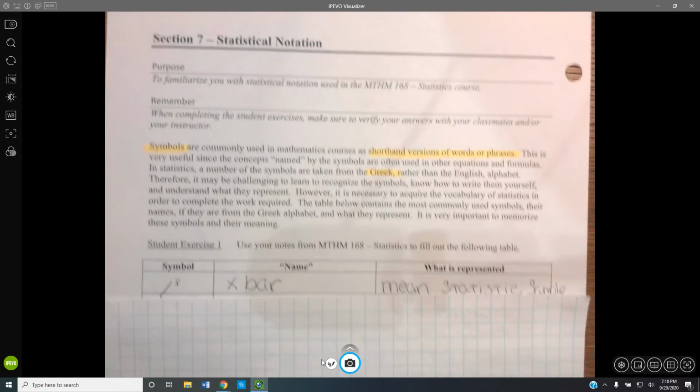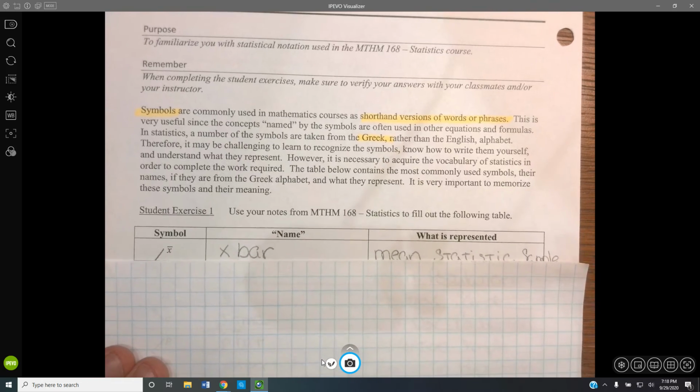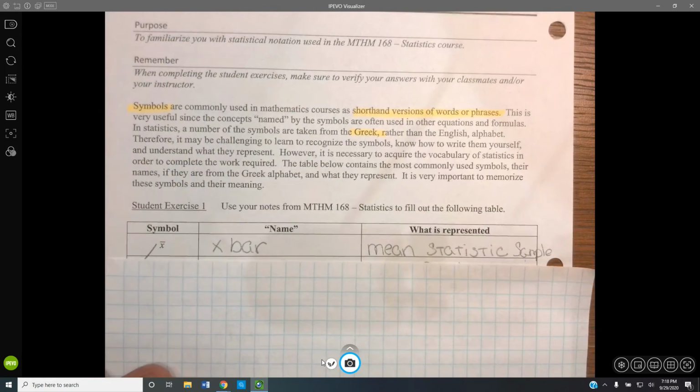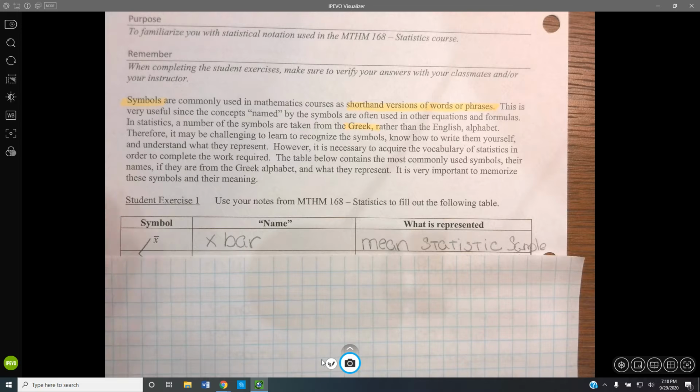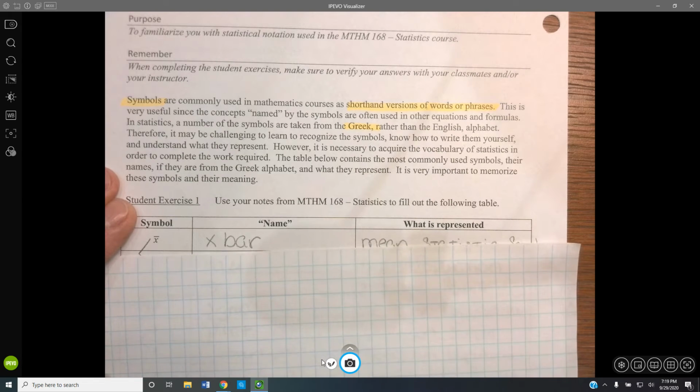The first symbol that we're going to talk about is referred to as X bar. X bar is a little symbol of X with a line over top of it, and that symbol itself is a mean value. And it is a statistical sample. So it's important, first of all, for us to differentiate between what stands for a sample and what stands for a population. An X bar is a mean value of a sample. It is a statistic, a mean statistic, but it represents only sample data, not population data.